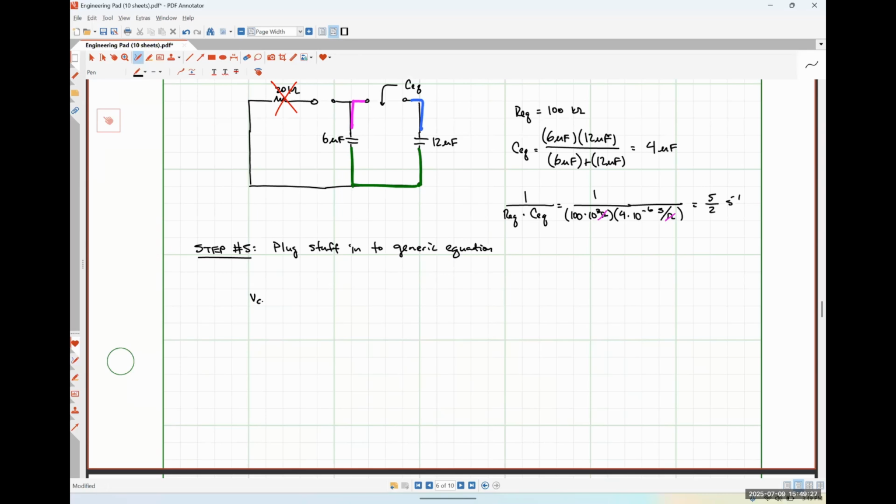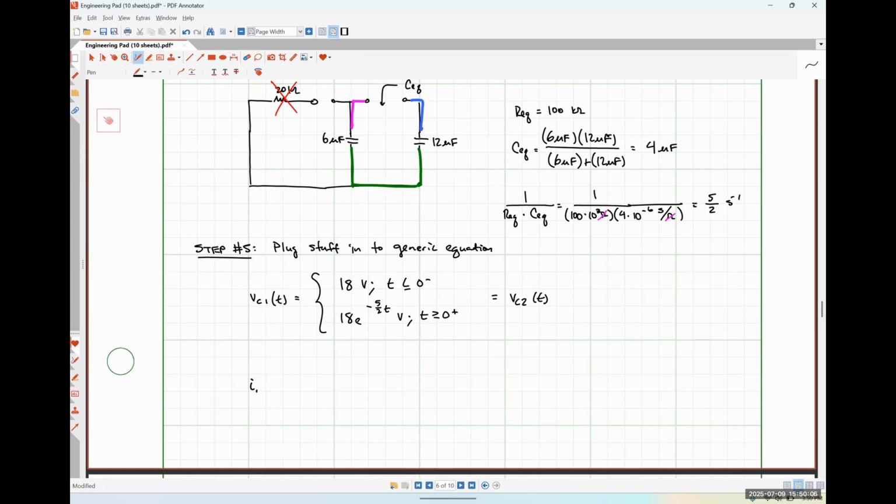So VC1 of T is going to look like 18 volts for T less than or equal to 0 minus, and it's going to look like 18 e to the minus 5 halves T volts for T greater than or equal to 0 plus. Because the voltage drop across capacitor 2 was the same at both 0 minus and 0 plus, this is actually equal to VC2 as well.